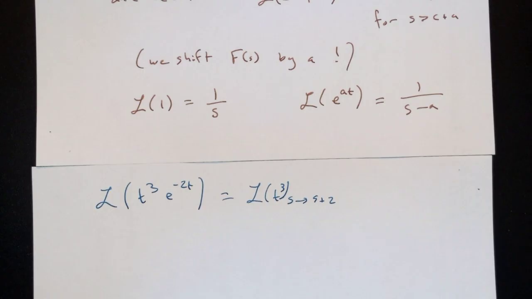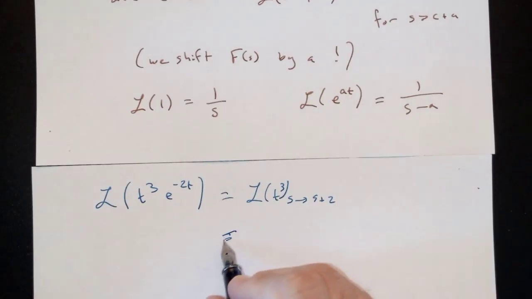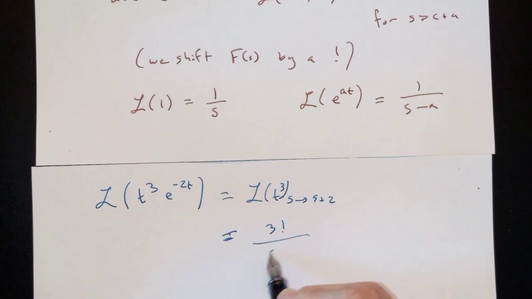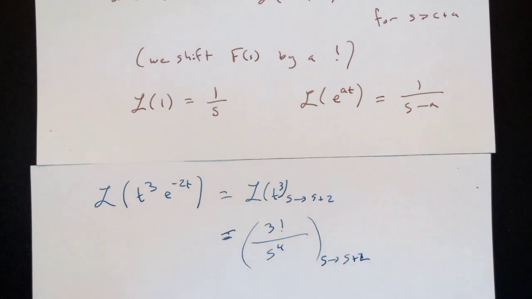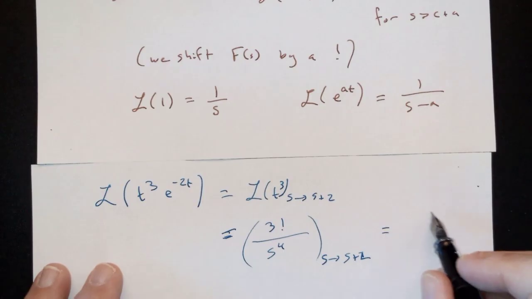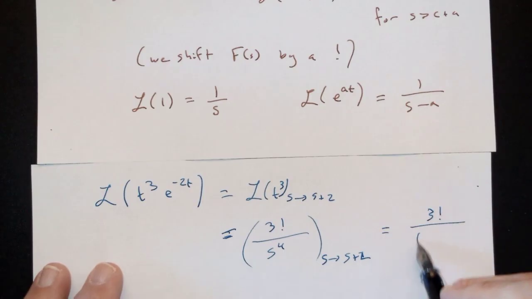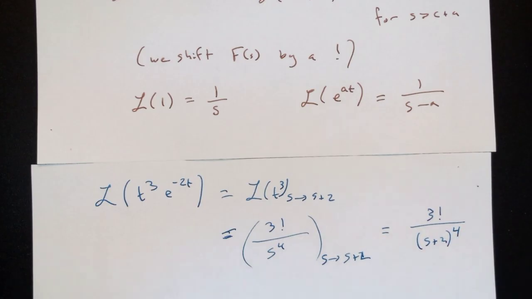You need the piece of paper. 3 factorial over s to the fourth. Wait a minute, I still need to do the shift, don't I? I haven't done the shift there. So let's do the shift, and I get 3 factorial over the quantity s plus 2 to the fourth. There's my shifted behavior.